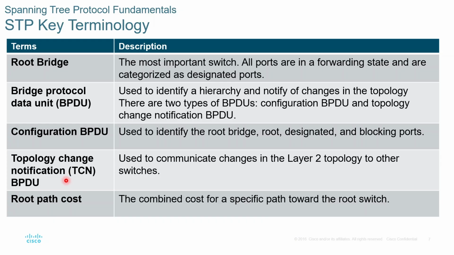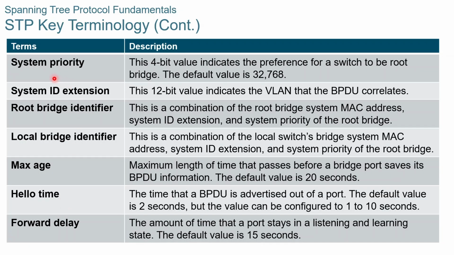Then TCN, meaning any changes within the structure. Say one of the switches I'm passing through broke down. Is there a new backup port or not? The change to forward the traffic will be called a TCN BPDU. For the root path cost, it is from point A to point B, the network default gateway. And then we have the main part, system priority.